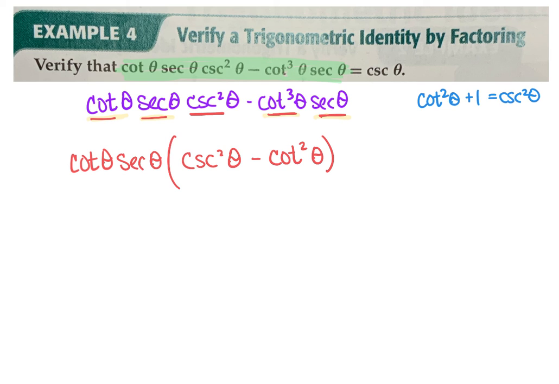I want cosecant minus cotangent. So just move your cotangent over, right? So what do I have? 1 equals cosecant squared of theta minus cotangent squared of theta. Everybody see that? So I'm going to replace this whole guy with just 1. That's easy. What am I left with? 1 times anything. I just have cotangent of theta, secant of theta.